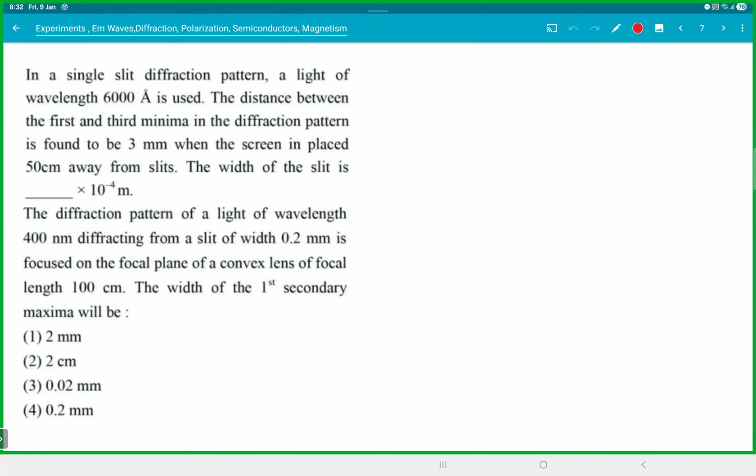Yeah, let's start off. Cams on, everyone. Let's start with this. Diffraction. Single slit experiment.